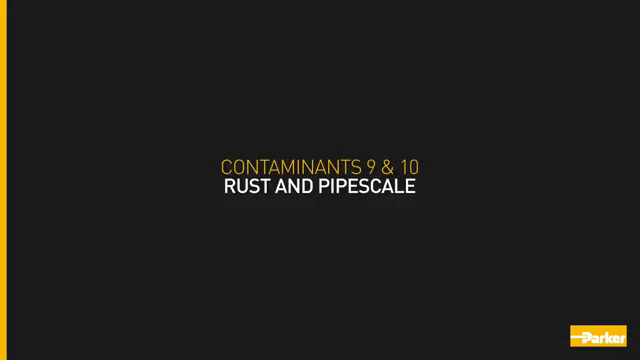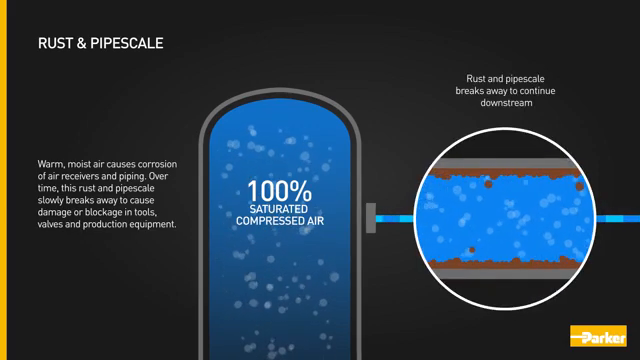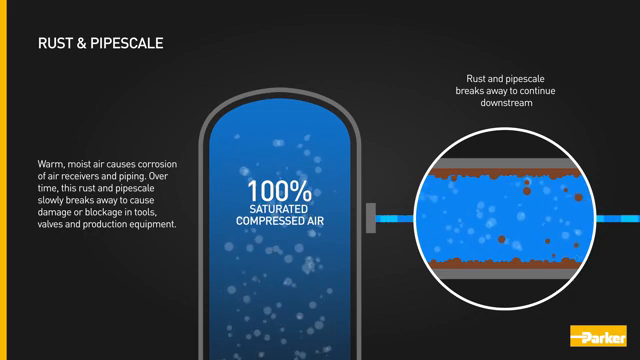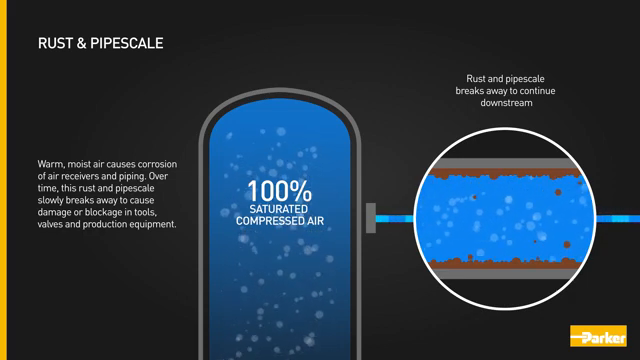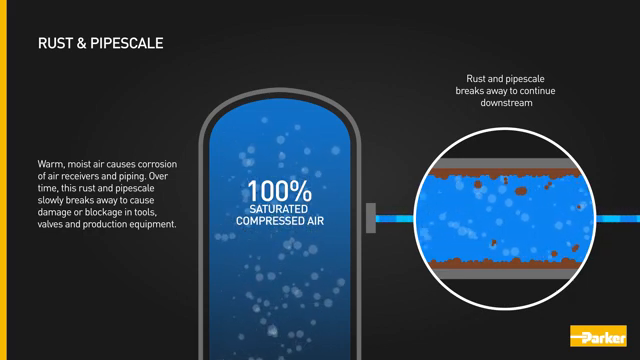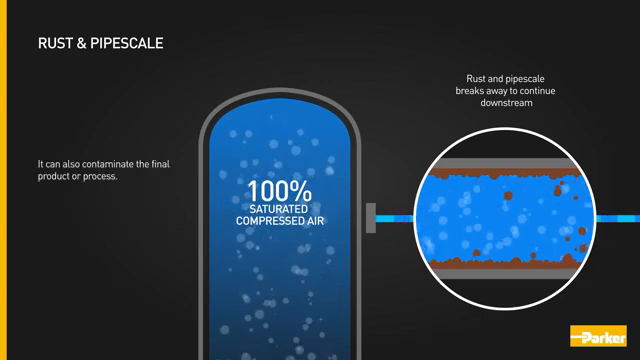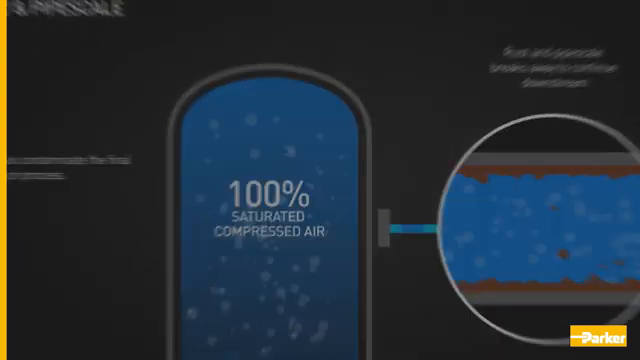Contaminants 9 and 10, rust and pipe scale. Warm, moist air causes corrosion of air receivers and piping. Over time, this rust and pipe scale slowly breaks away to cause damage or blockage in tools, valves and production equipment. It can also contaminate the final product or process.